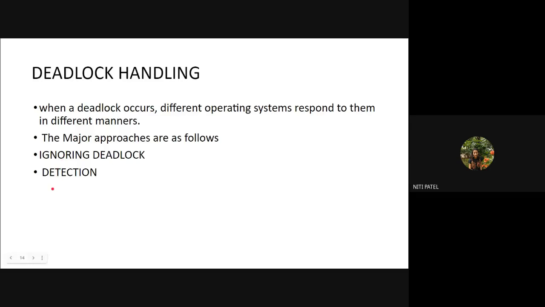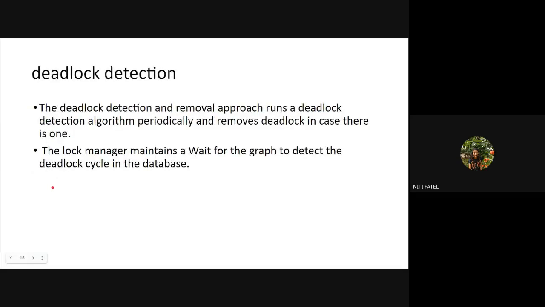The second thing I can do is detect it, with the help of a graph. A deadlock detection and removal approach runs a deadlock detection algorithm periodically and removes the deadlock in case it is there. So I have an algorithm for deadlock detection. I will run that algorithm in my system periodically, say twice in a month, or maybe once in 3 months. The algorithm will detect those deadlocks and I will try to solve them. If no deadlocks are detected, it's okay. That means there is no deadlock in the system.